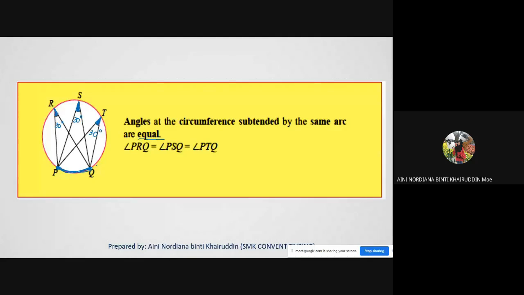Angle at circumference, dia mesti dekat circumference. Must touch circumference. Okay, let's say you have a circle and then arc AB. There is an angle here. Let's say here is 50. Then you have another angle subtended from the same arc AB but not touching the circumference. So this angle is not equal to 50. Okay, boleh tak?